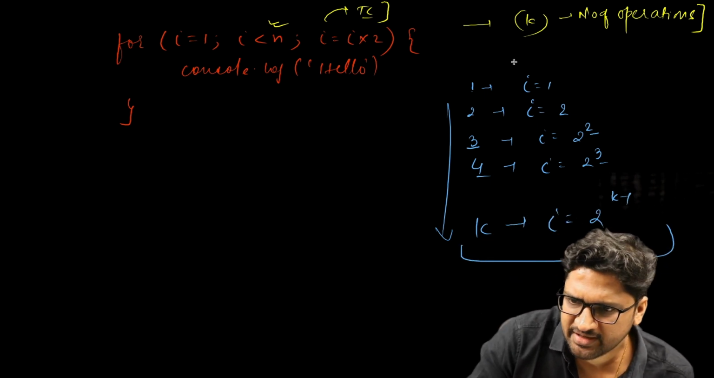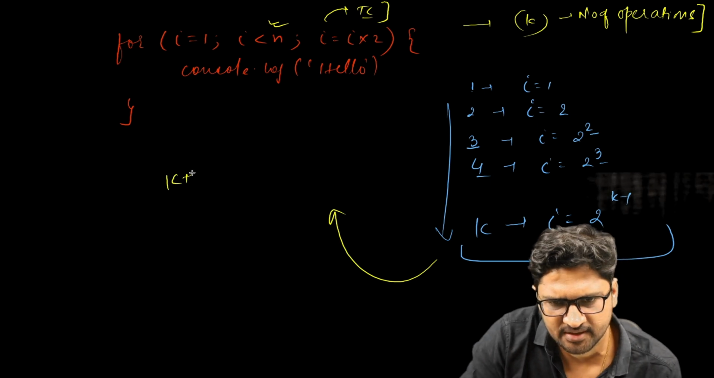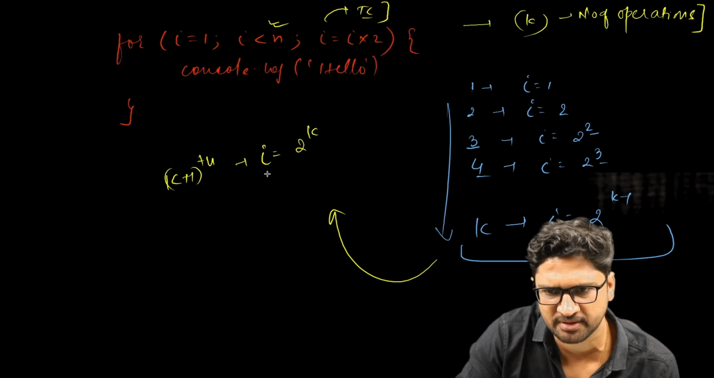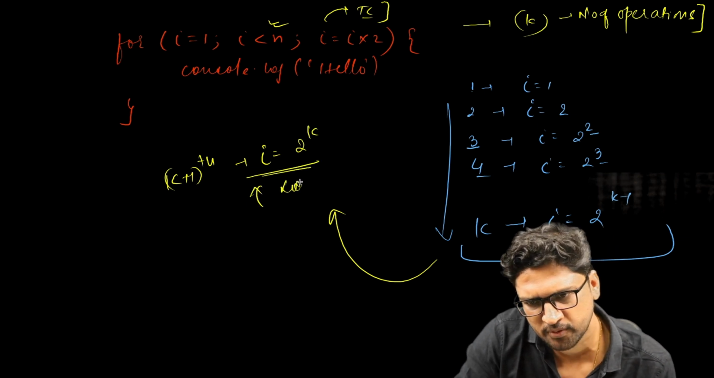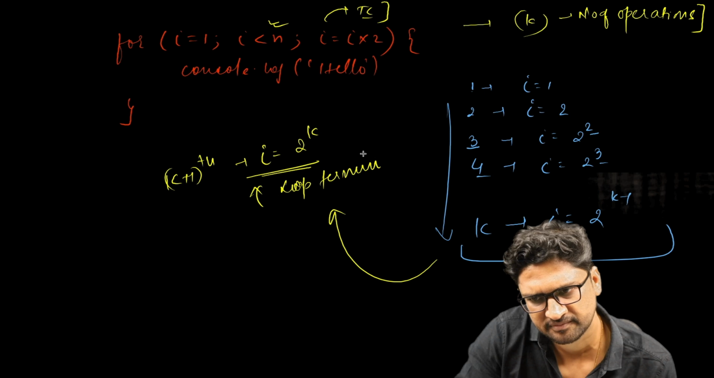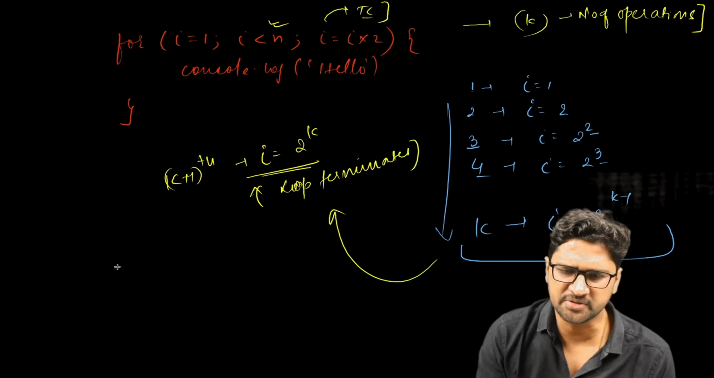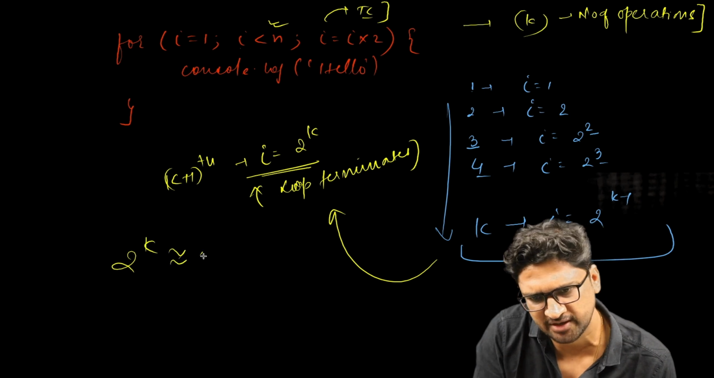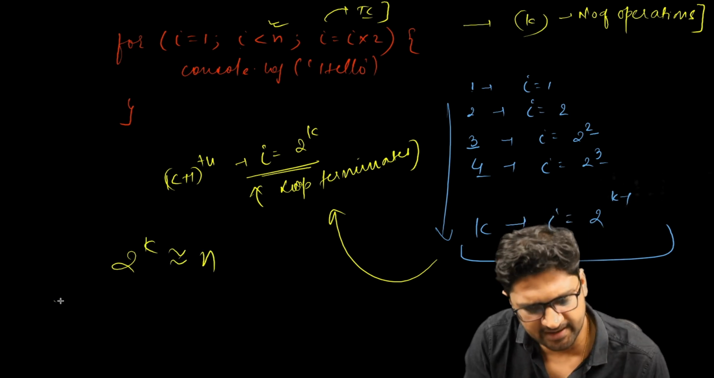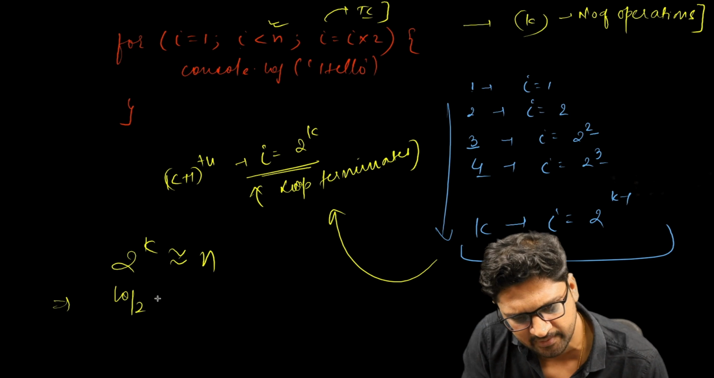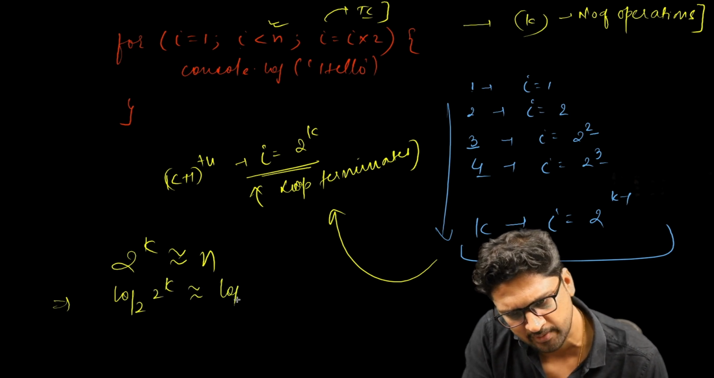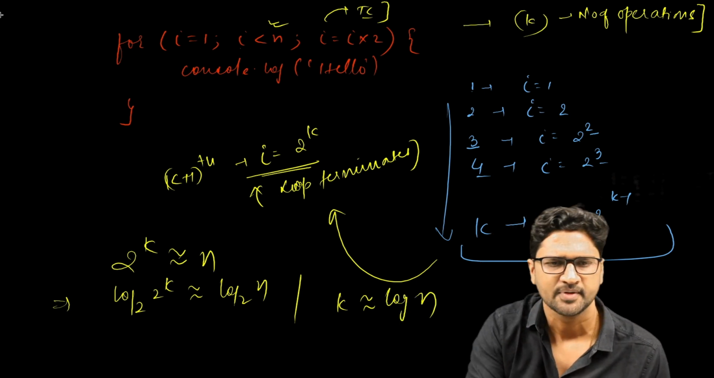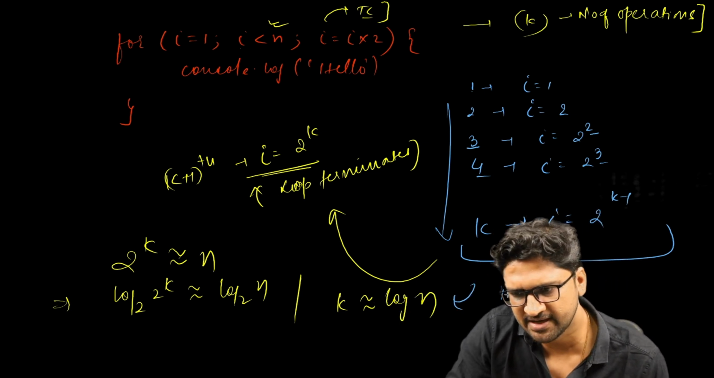Let's say the loop runs for k times. At the k plus 1th time, the value of i would become 2 to the power k, and at this time the loop terminates. The value of i is what? 2 to the power k. It means that 2 to the power k is approximately equal to n at the time the loop terminates. I take log base 2 on both sides. So log base 2 of 2 to the power k is proportional to log base 2 of n. This gives me that k is proportional to log n, where n is my input size.